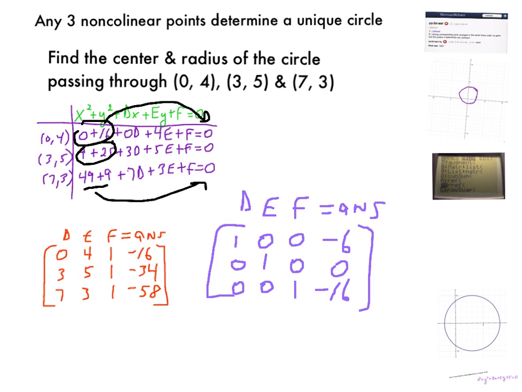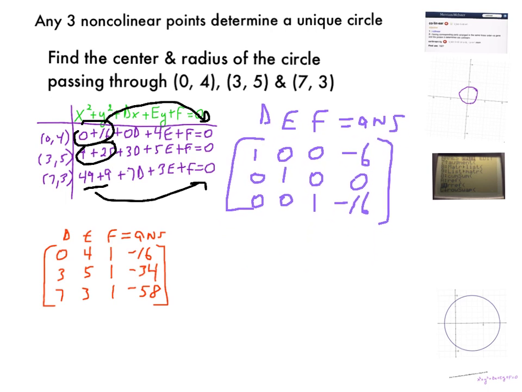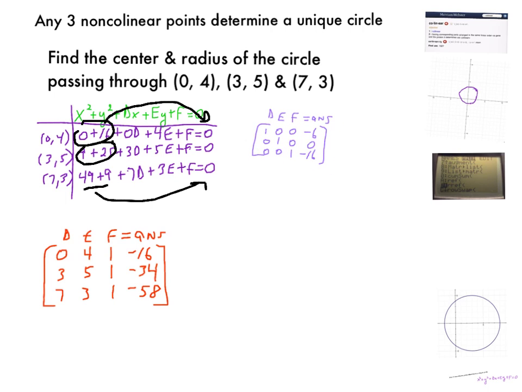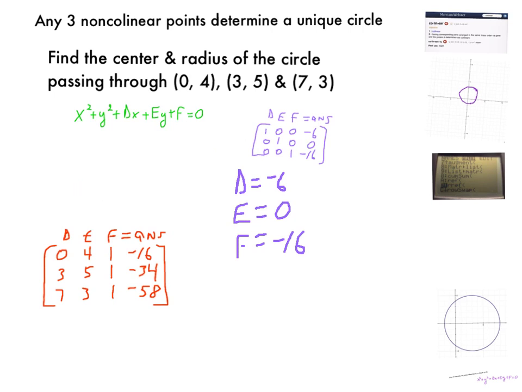Okay, so let me write that down here. So now we know that D equals negative 6, E equals 0, and F equals negative 16. Okay, getting a little crazy here. Let me delete some things. And let's get rid of this too. Yep, we don't need that guy. All right.